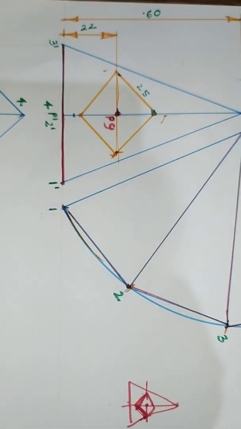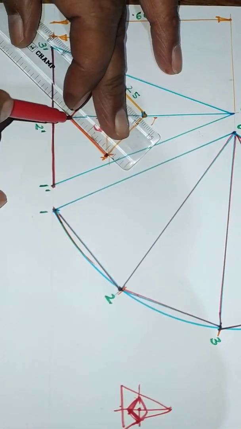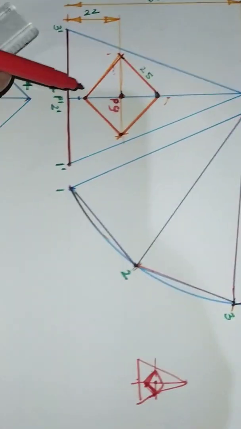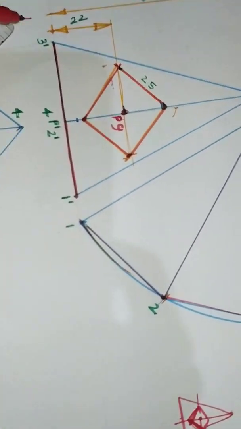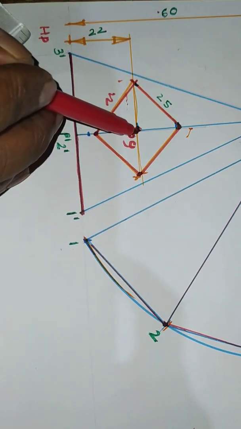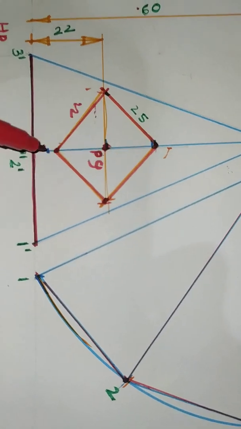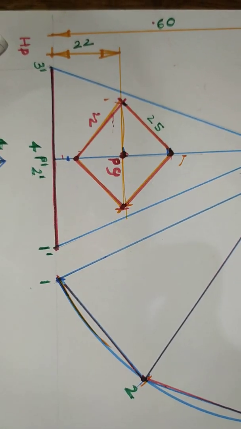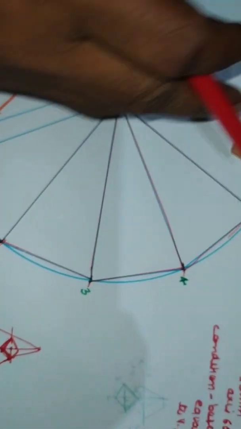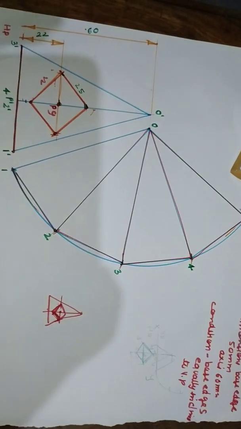Then I have joined. Automatically, the requirement will be fulfilled that these edges are equally inclined to HP, and this is the dimension 22. This is the diagonal. We have transferred this diagonal distance taken in the compass. We have marked these 4 points, and we have completed the square. Already we have drawn the development of the square pyramid. Now we have to transfer the points.